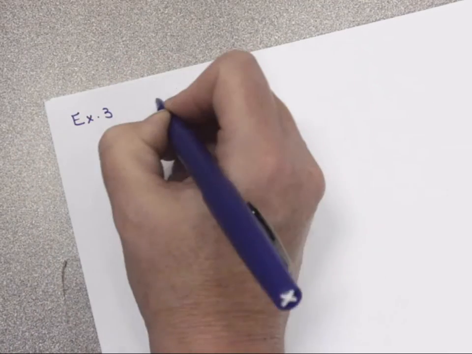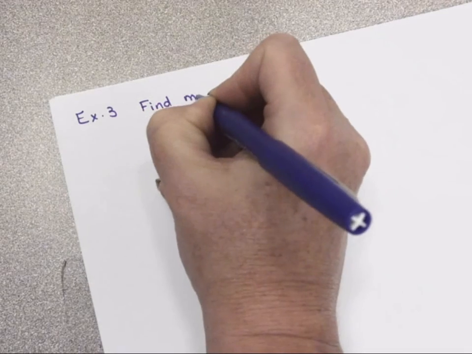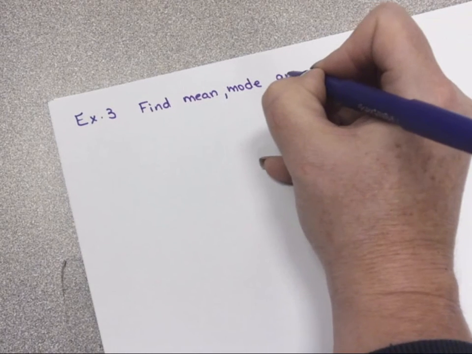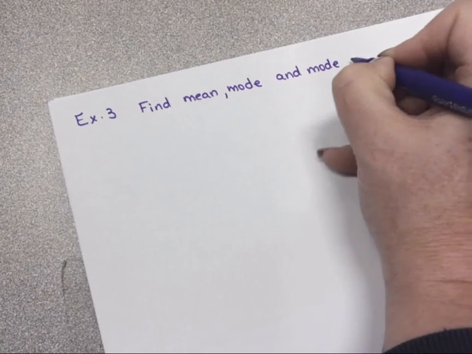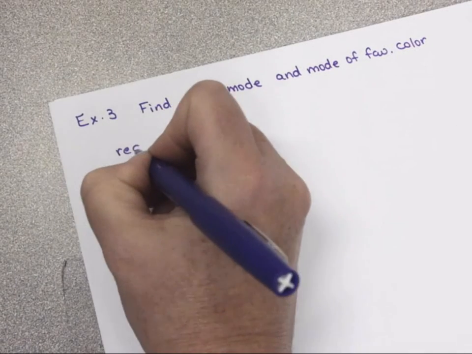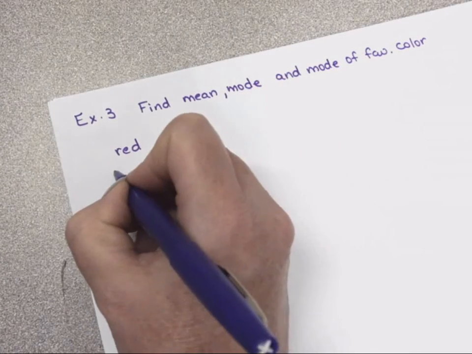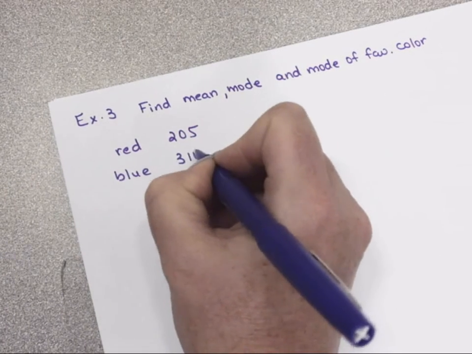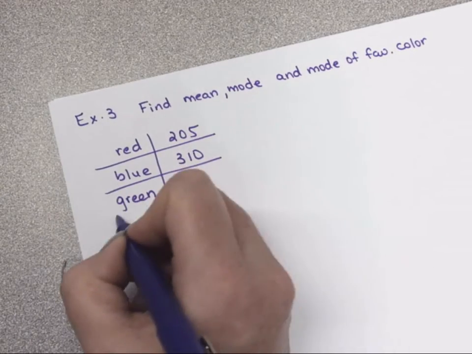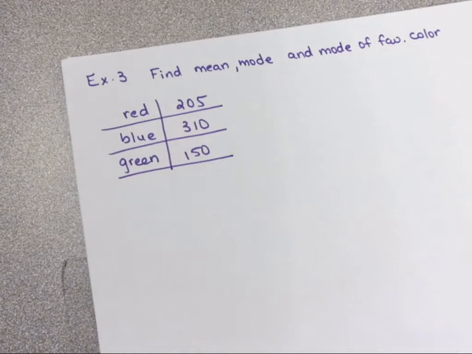So when you have lists of values like that, it can make sense to figure it out quicker. Now find the mean, median, and the mode of favorite color. So let's say I did a big survey of a bunch of people and I tracked these 3 colors. And these are the responses that I got. 205 said red, 310 said blue, and 150 said green.